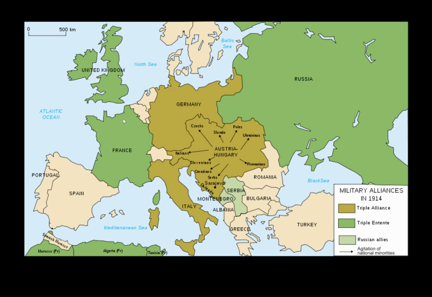Germany goes through Belgium, and then the United Kingdom says, no, you can't do that to Belgium. Now we're going to jump in to defend Belgium, and while we're at it, we'll defend the French and the Russians. And so, boom, a squabble between these two becomes this big, massive fight.